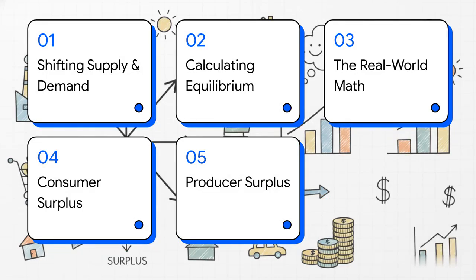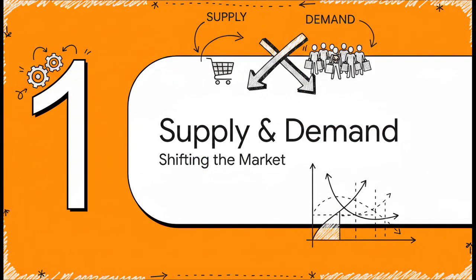Okay, let's dive into this. Here is our roadmap for the journey today. First up, shifting supply and demand. Second, calculating market equilibrium. Third, the real-world math. And finally, we'll wrap up by defining both consumer and producer surplus. All right, jumping right into Section 1, shifting supply and demand, the macro rules.